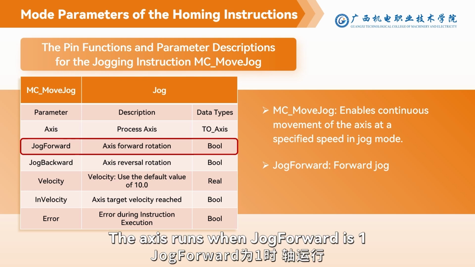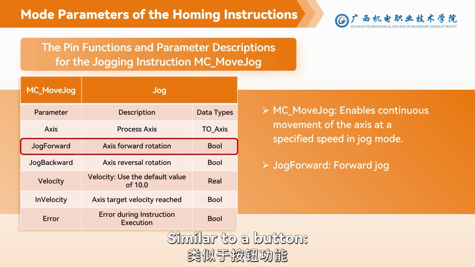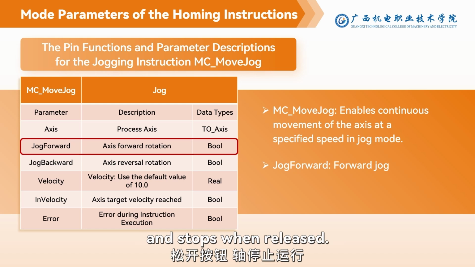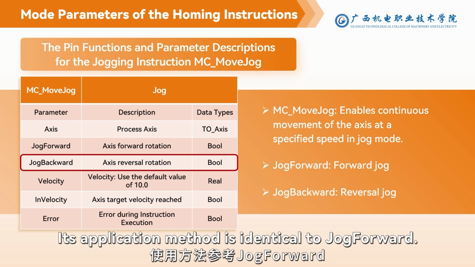The axis runs when jog forward is 1 and stops when jog forward is 0. Similar to a button, the axis moves while pressed and stops when released. Jog backward is reverse jogging. Its application method is identical to jog forward.